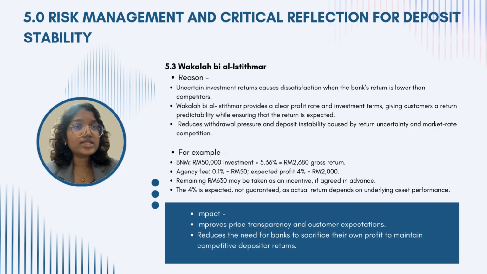Bank Negara Malaysia is one of the examples where 50,000 ringgit is put in as an investment. 5.36% from the 50,000 ringgit, which is equivalent to 2,680 ringgit, becomes gross return. Agency fee is 0.1%, which is 50 ringgit. Expected profit is 4%, which is equivalent to 2,000 ringgit. The remaining 630 ringgit may be taken as an incentive if agreed in advance. The 4% is expected, not guaranteed, as actual return depends on underlying asset performance.